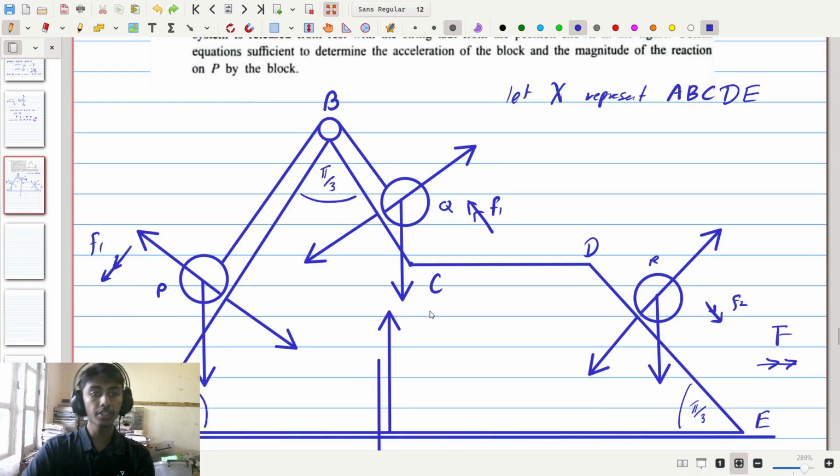Now additional to this, since we have a string here, there's also going to be a tensional force in the string, which I'm going to mark like this. I'm going to call this force T. Same force will be here. We don't really need to mark this one, but I'll mark it anyway. It's going to be the same force T here and the same force T here.